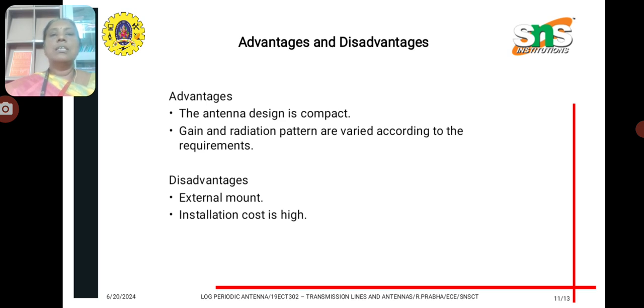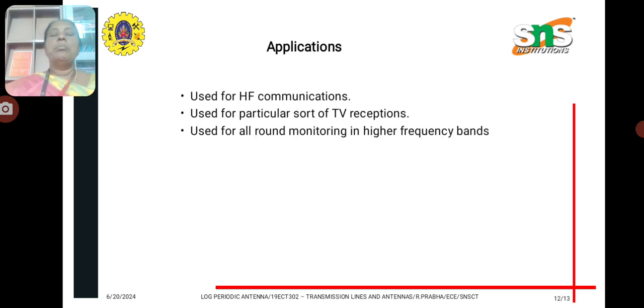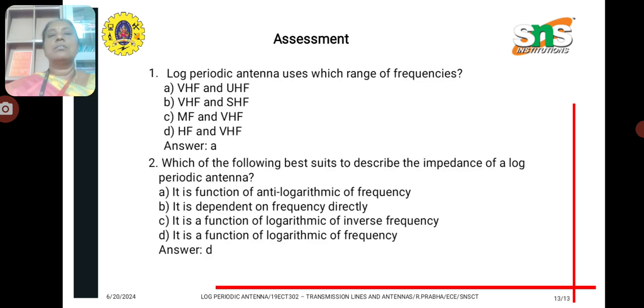So the advantages: the antenna design is compact, and gain and radiation pattern are varied according to the requirements. Disadvantages of the log periodic dipole array: it needs external mounting, and installation cost is higher. Applications: they are used for high frequency communications, used for particular sorts of TV reception, and used for all round monitoring in high frequency bands.